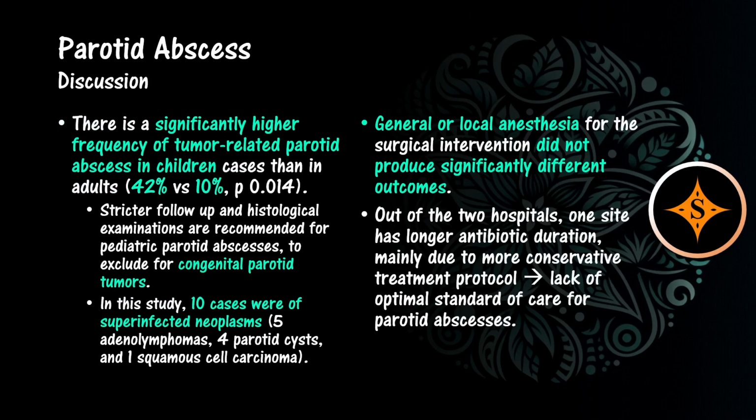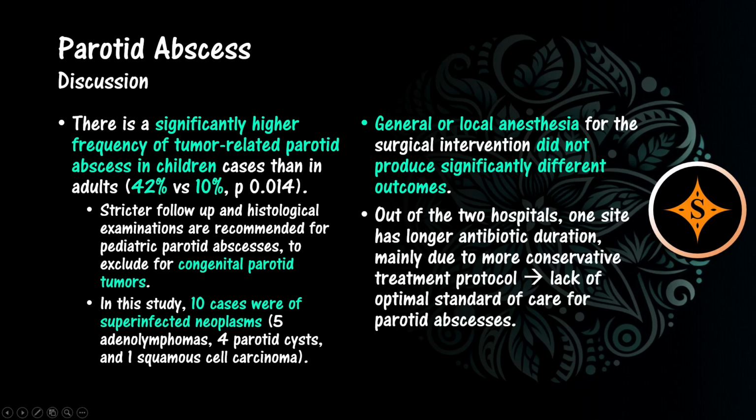In children cases of parotid abscess, there's also a higher propensity for a tumor to co-occur, to coexist. And these include congenital parotid tumors, such as parotid cyst, let's say, and also malignant tumors, such as adenolymphoma and squamous cell carcinoma, for example. They are all malignant tumors, except for the parotid cyst. And therefore, for children or pediatric cases of parotid abscess, it is recommended to obtain histological examination.